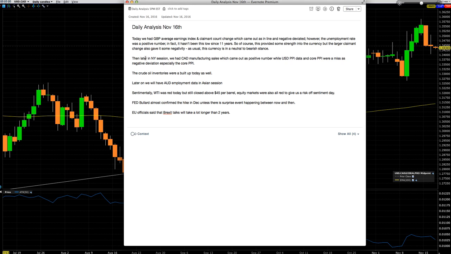And later in the NY session, we had the Canadian manufacturing sales come out as a positive number, while the US producer price index data and core PPI were both a miss, especially the core PPI data, which was actually a negative deviation. Crude oil inventory today was built up, but not as large as last time, so it's quite a neutral event. Now later on, in the Asian session, we will have employment data from Australia. Now, sentimentally, WTI was red today, which is a small down day, same as the equity market.